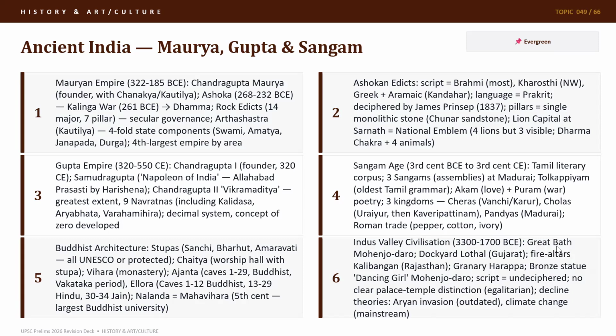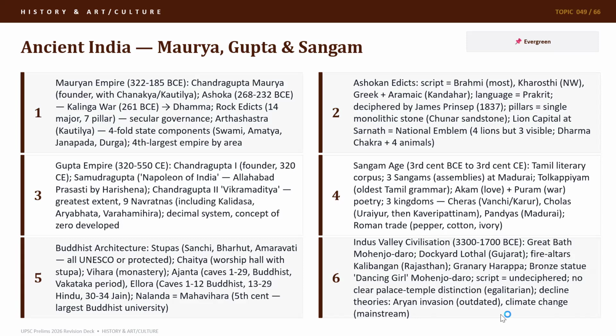There were things like Great Bath in Mohenjo-daro, dockyard in Lothal, Gujarat, fire altars in Kalibangan, granary in Harappa, bronze statue of dancing girl in Mohenjo-daro. Script is still undeciphered, and no clear palace temple distinction, but there was citadel concept during the IVC, but it was still considered egalitarian. And then there were decline theories.